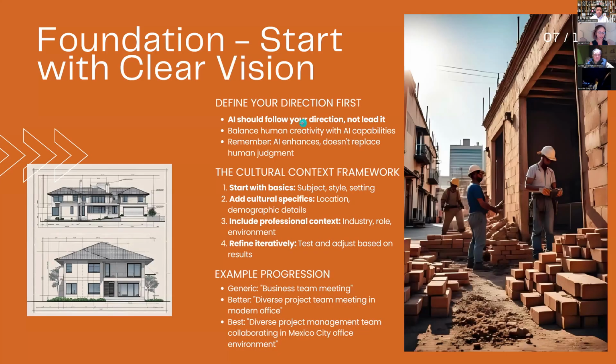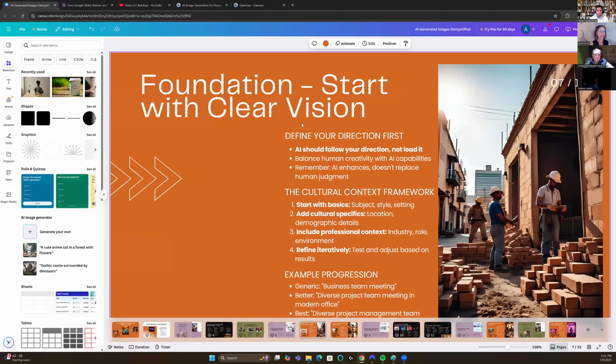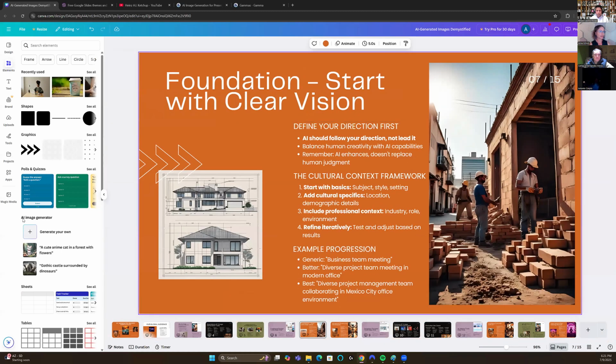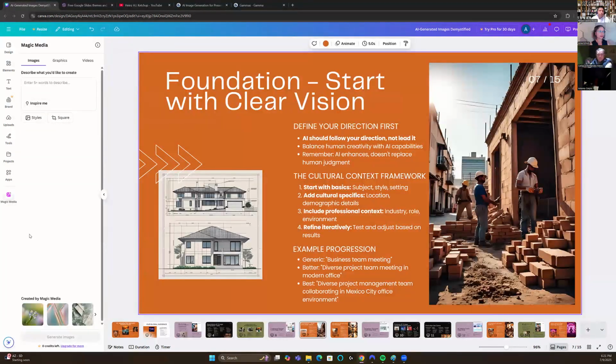Okay, so let me step out of this mode. And you're going to see here, we're going to look at the AI image generation, which if you click into elements, you can see right here, AI image generation. And we're going to click generate your own. And then I want to show you a couple of basics with it.